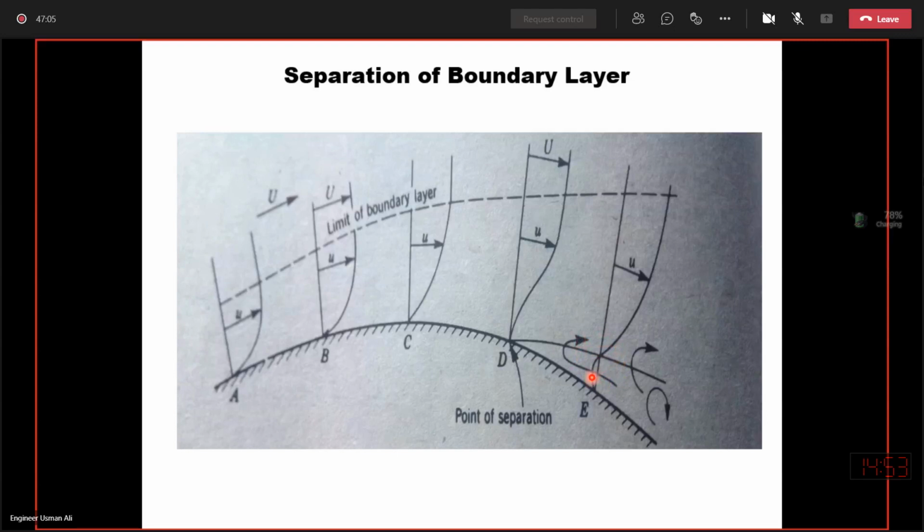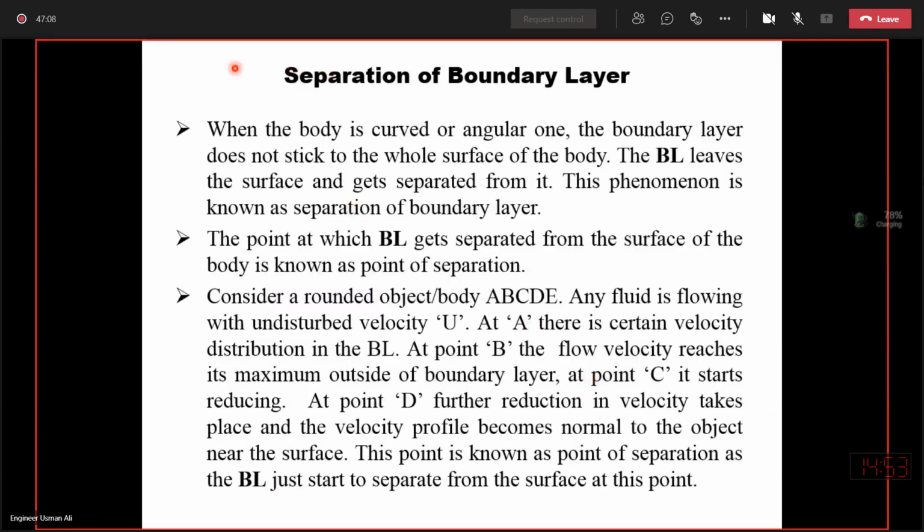So the same thing is explained in this text. When the body is curved or angular, the boundary layer does not stick to the whole surface of the body. The boundary layer leaves the surface and gets separated from it. This phenomenon is known as separation of boundary layer. The point at which the boundary layer gets separated from the surface of the body is known as the point of separation.